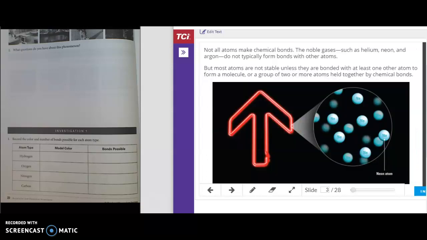Not all atoms make chemical bonds. The noble gases, such as helium, neon, and argon, do not typically form bonds with other atoms. But most atoms are not stable unless they are bonded with at least one other atom to form a molecule. So a molecule is when we have a group of two or more atoms that are held together by a chemical bond. That means they're actually connected with each other.